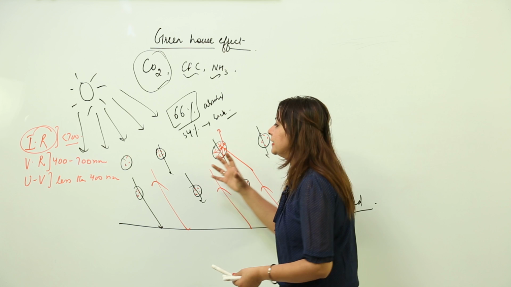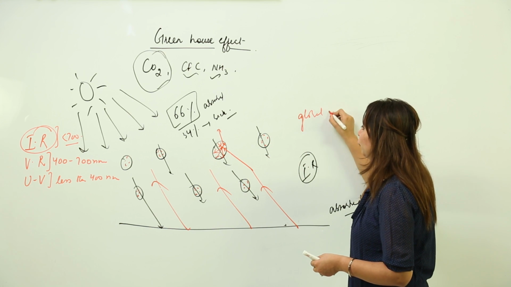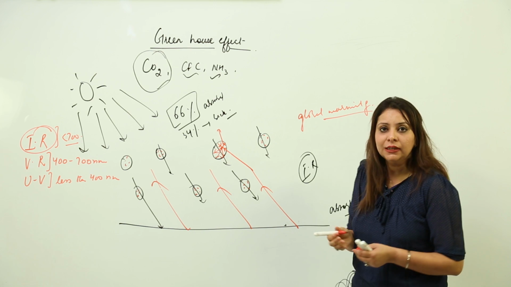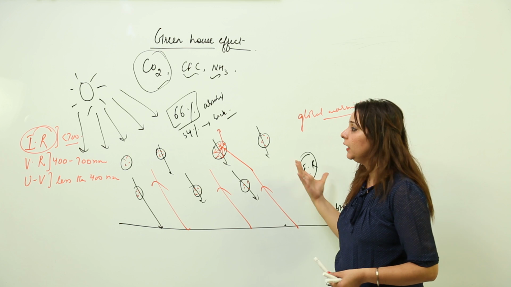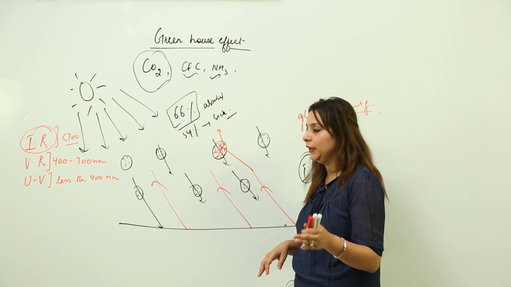So when they get trapped, we say they cause global warming. They just affect the temperature of the earth, right? So they just cause global warming. I think you got it. Again, I am just going to explain it once more.